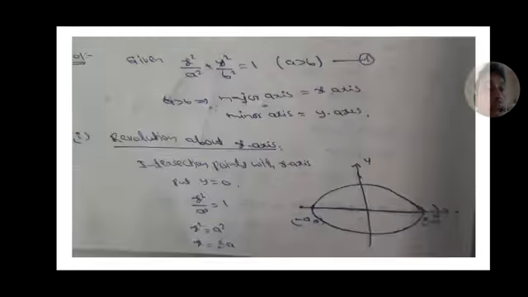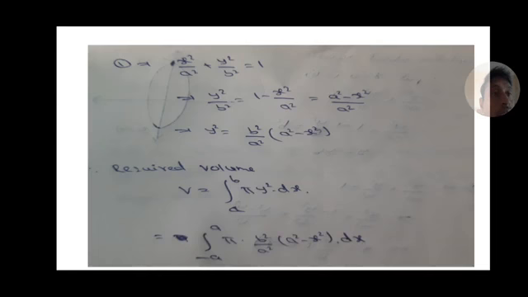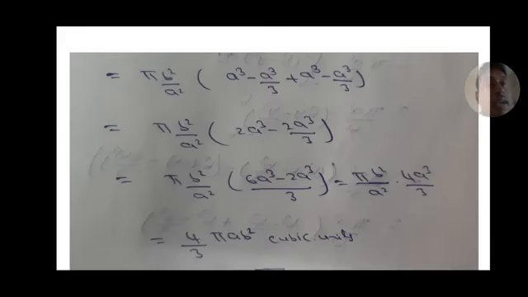Okay, here we first find that the major axis means x-axis. So we have to find the intersection points with the x-axis, minus a comma plus a, and we write it in the form of y square in terms of x, and substitute in the formula and integrate and simplify, you get the answer.